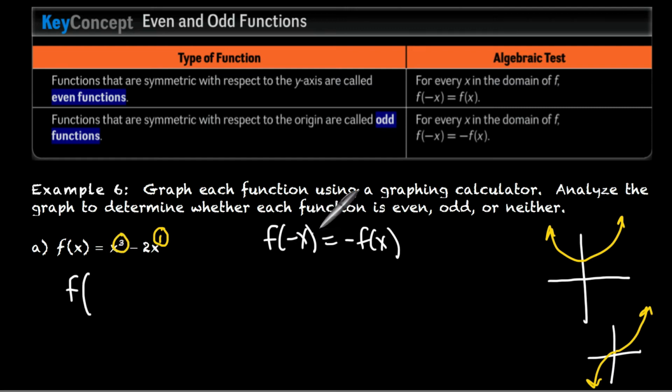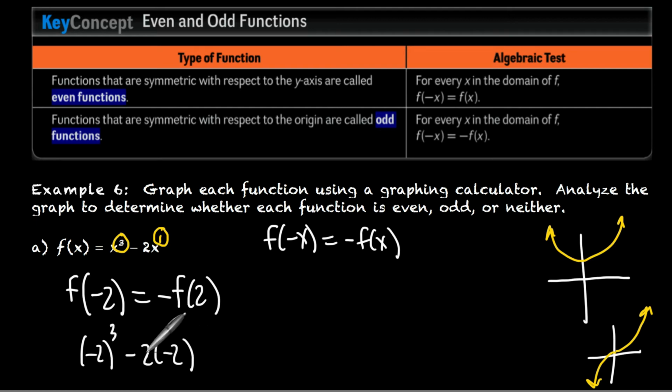So this test says, once again, if you look up here for odd, that if I plug in a negative 2, I should get the opposite of what I get when I plug in a positive 2. Let's see if that's true. Well, negative 2 to the third minus 2 times negative 2. Let's see what that is. Negative 2 to the third is going to be a negative 8. Negative times a negative is a positive 4. So that's going to be a negative 4.